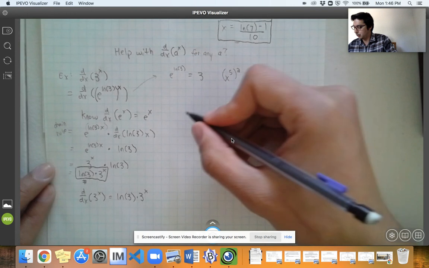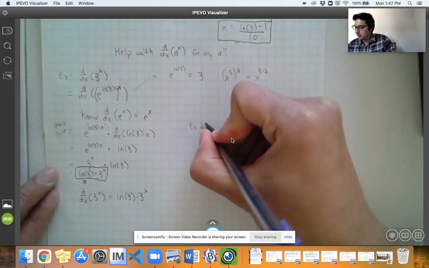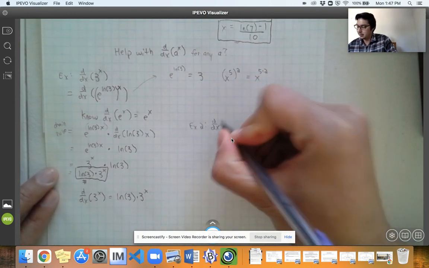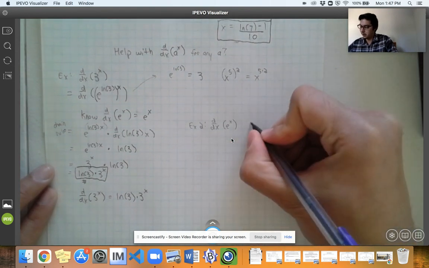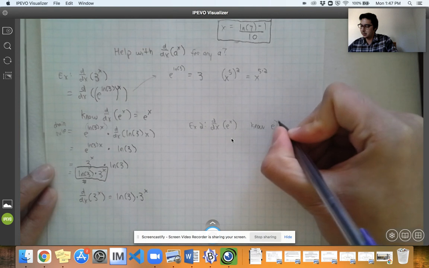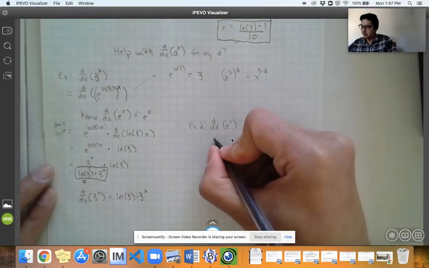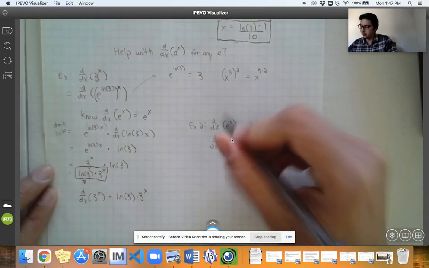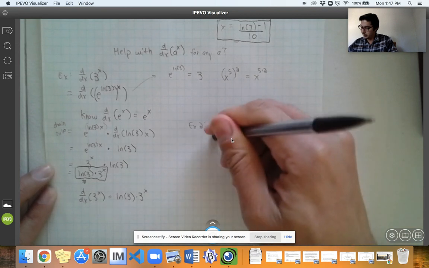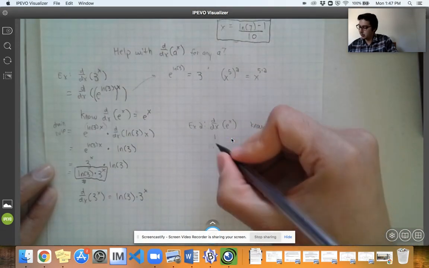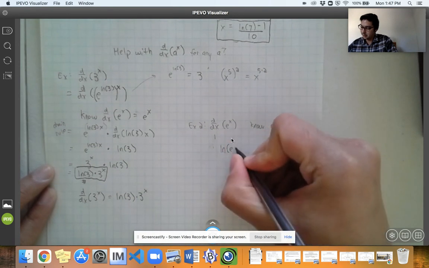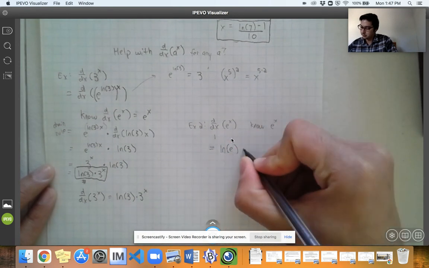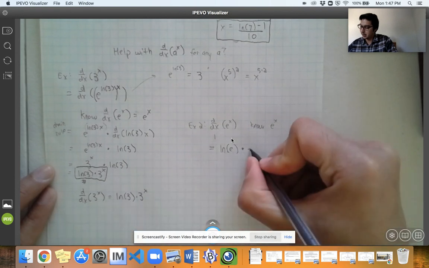Let's look at a few more examples. So what if I did, wait a second, am I picking onto something? What if I did e to the x? Well, we know already that it's going to be e to the x. But how does that work with this? Well, we would do the derivative of e to the x would be natural log of your base, which my base here is e, times that same function, times e to the x.